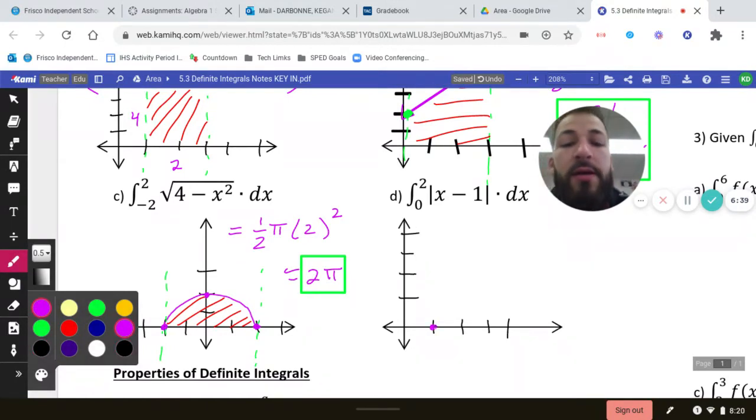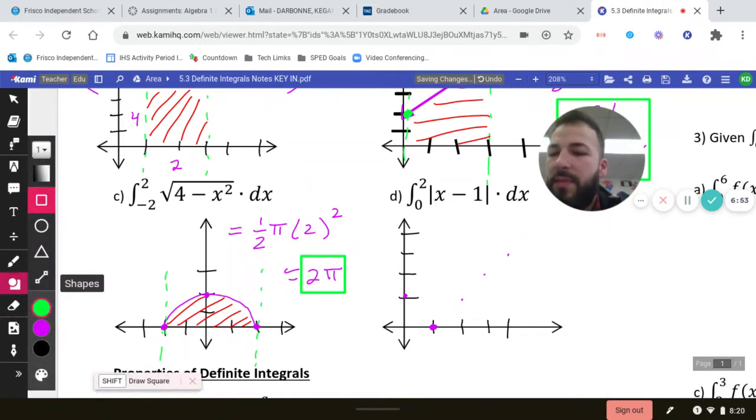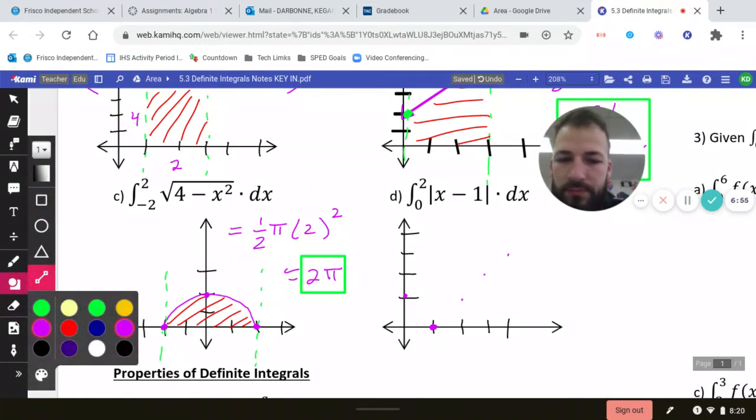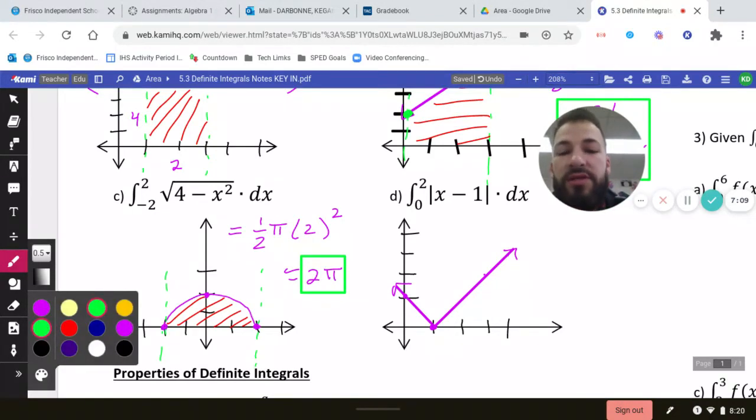So point right there. And then it's a slope of 1 for x. So it's just going to keep going up in both directions. Like so. Get your nice V. And then I am concerned about the area under my absolute value function from 0 to 2. That's the interval. So from 0, which is the y-axis, to 2.